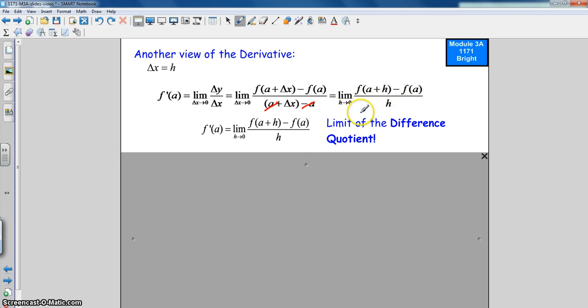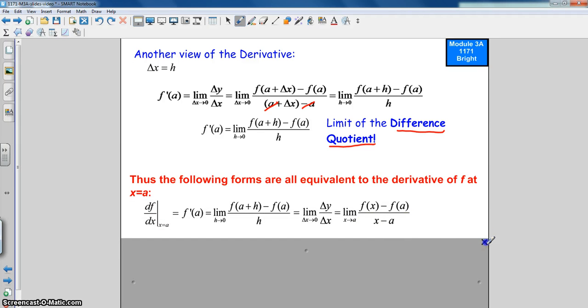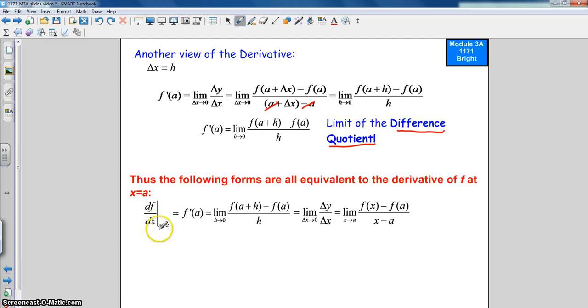But this idea we've seen before, and it is actually the difference quotient from pre-calculus. So the limit of the difference quotient at a point a. But really, that's the nice thing, and that's the whole reason why we introduced the difference quotient in pre-calculus: to prepare us to do this sort of computation. And so as a result, now we have many different forms of the derivative, all of which you can see here, and they are all equivalent.